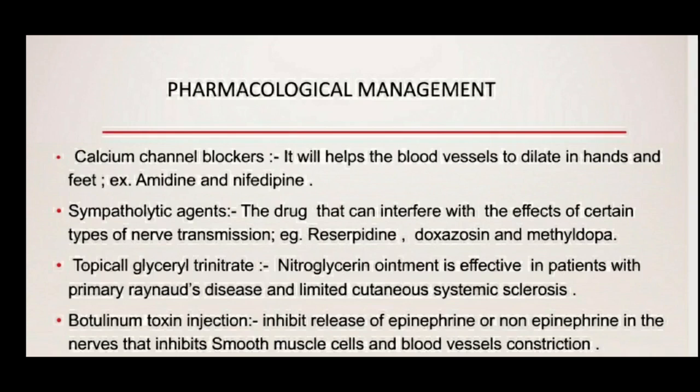Next, topical glyceryl trinitrate. Nitroglycerin ointment is effective in patients with primary Raynaud disease and limited cutaneous systemic sclerosis. Next, botulinum toxin injection can inhibit the release of epinephrine or norepinephrine in the nerves that control smooth muscles and blood vessel constriction. So these injections are used for the inhibition of smooth muscle cells.